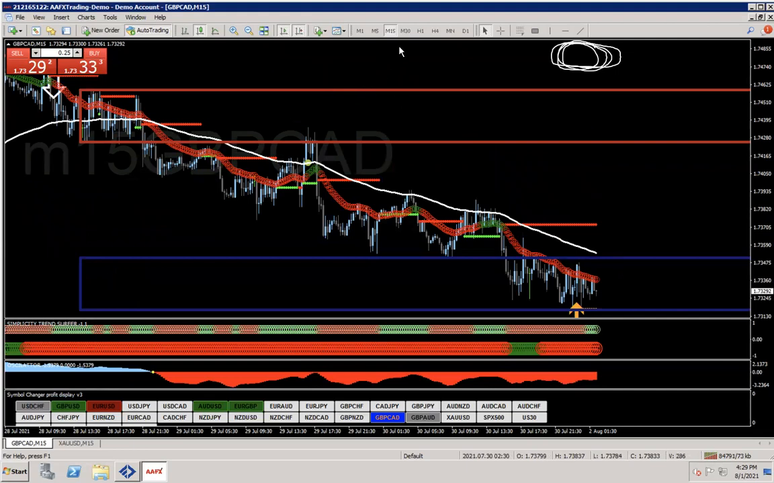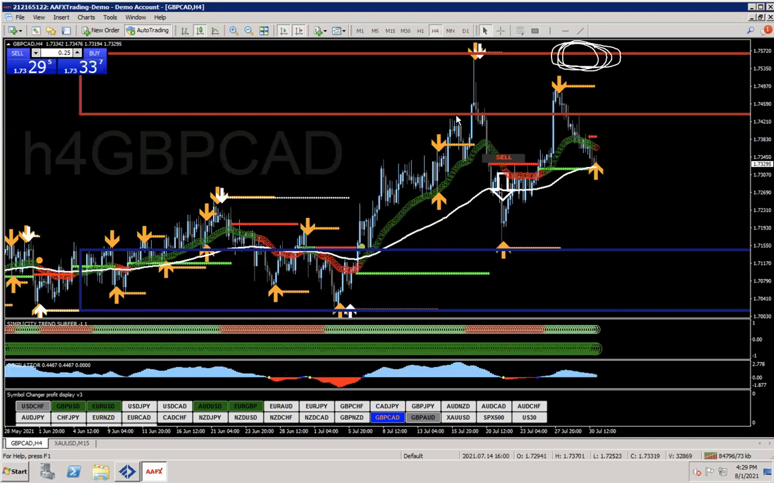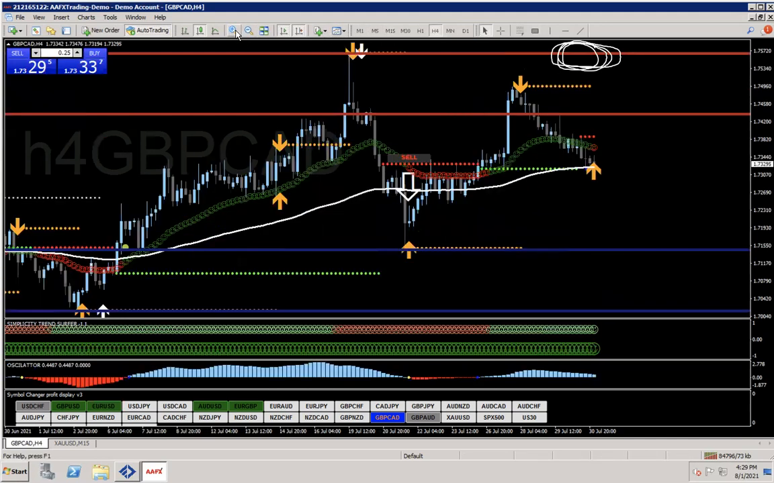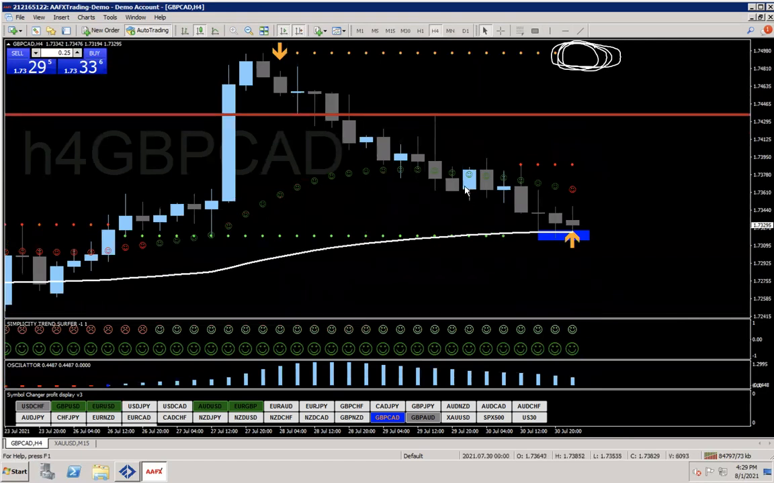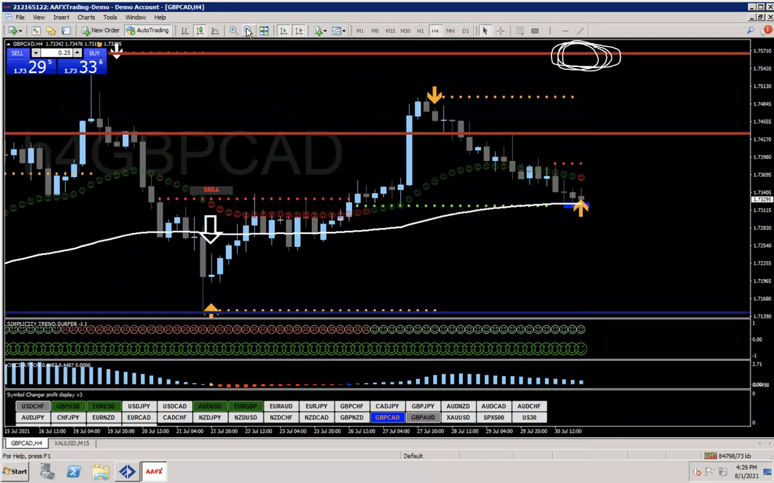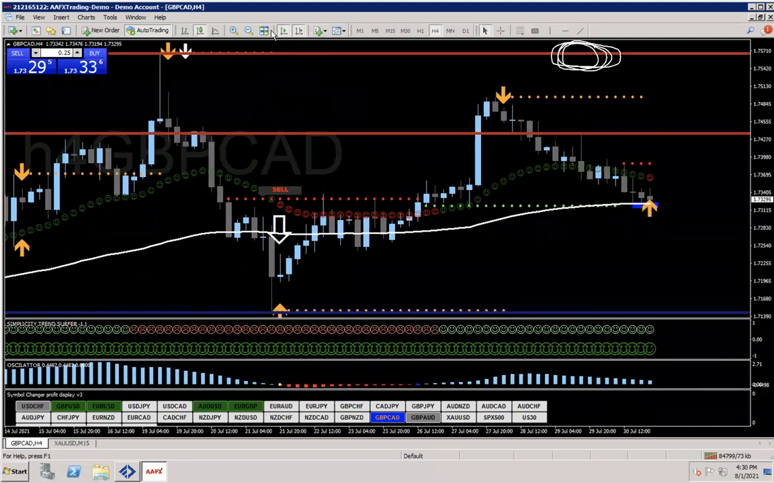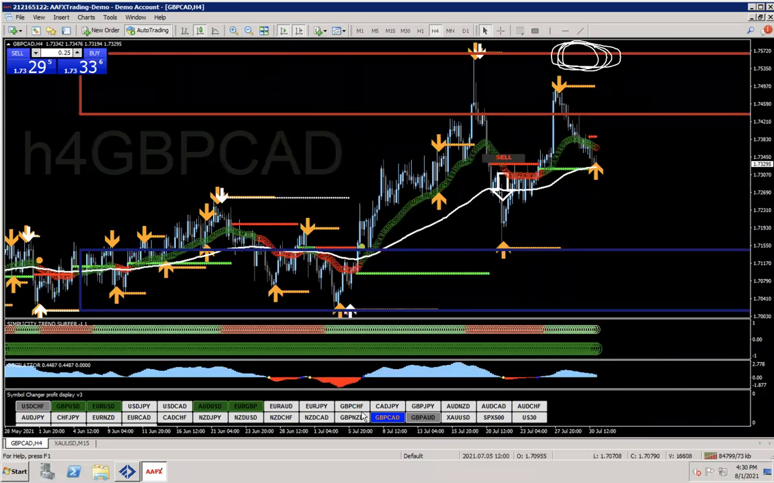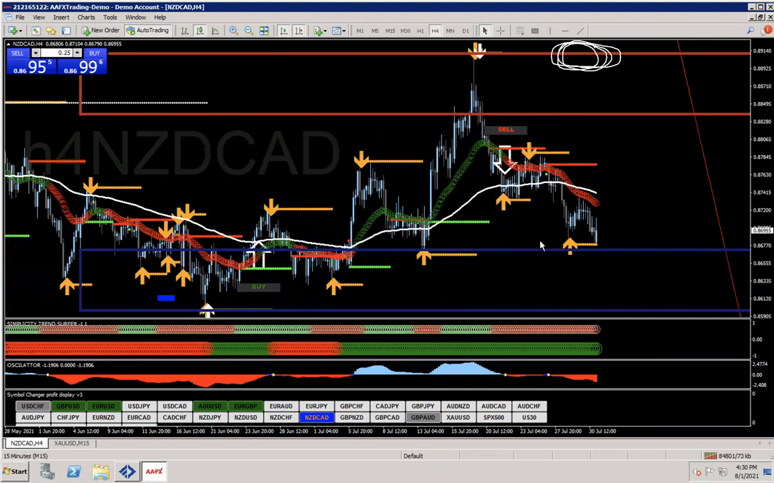GBP CAD. All right, this is one I would put on my watch list. It ran healthy. It should do a healthy pullback, probably to right here. I'm thinking this level of structure. That's one you want to put on your watch list. Again, we're not jumping in anything right now. We're just looking to see what's out there.